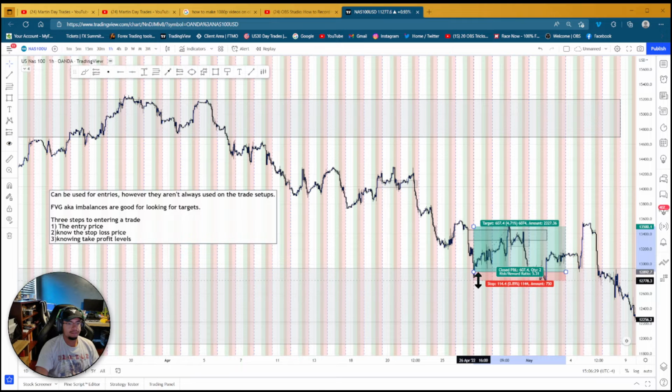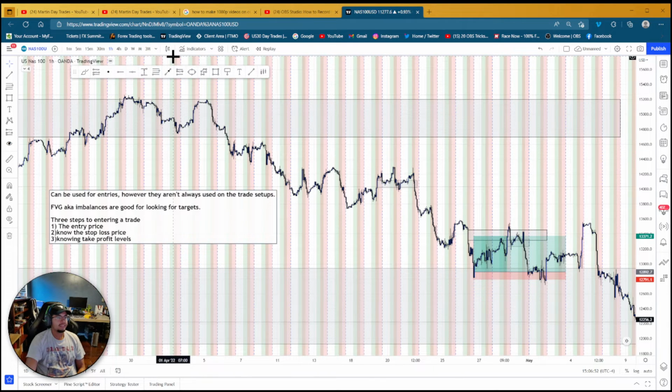Risk 100 points and we're targeting the fair value gap. Let's say the 50% of that. This is a 1 to 4.5 setup, essentially almost 1 to 5 setup, because we're targeting this area right here. And there's other things to target too.